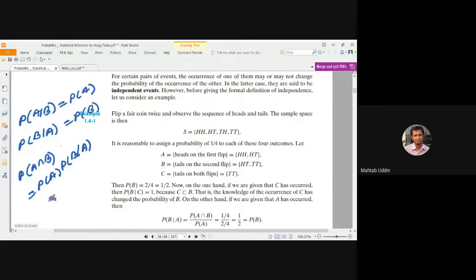And also we know P of A equals P of B. In this independent case, P of B given A equals P of B. So if you can show any one of these three, you can say A and B are independent. Okay, if you show any of them, then you can conclude the events A and B are independent. Do you understand? Yes, sir.